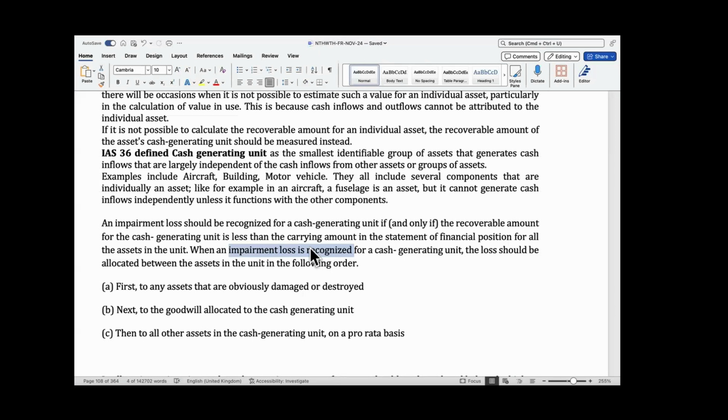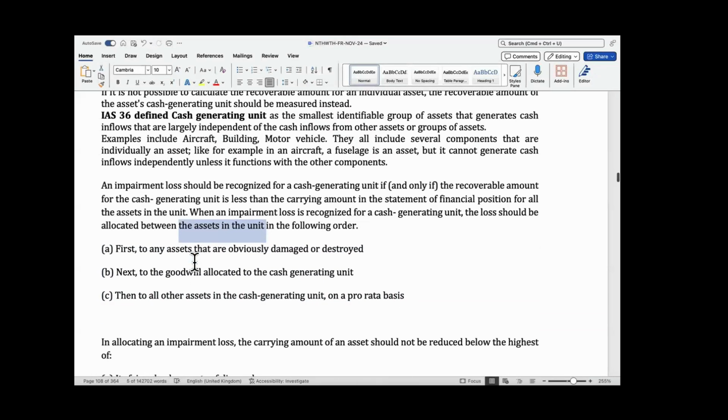So now we have gotten the impairment loss for the group of assets. How do we then share that impairment loss among them? And that's where this standard comes in. It says that the loss should be allocated between the assets in the cash generating unit in the following order. So this order is very important. You need to learn it because I can't always ask it. Number one, you allocate impairment loss to an obviously damaged or destroyed asset. That's the first one that you allocate impairment loss to.